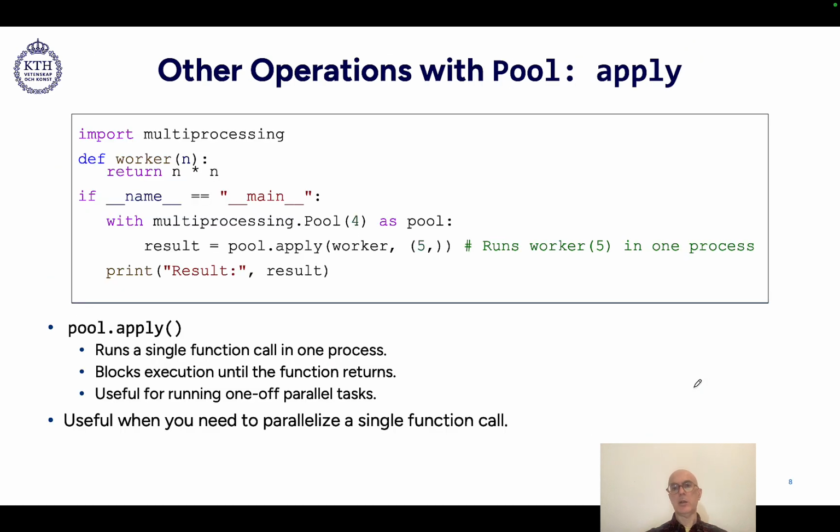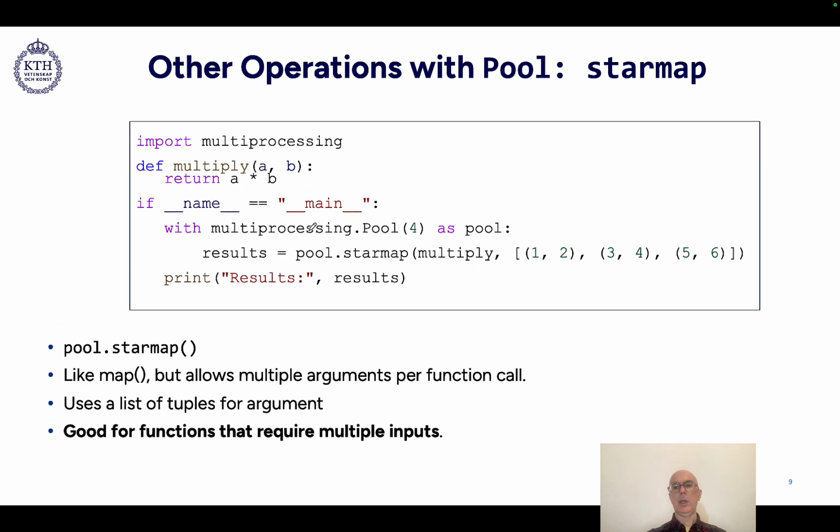There are other operations working on the pool. The first one is apply, which allows us to run a single function in one process, and it blocks execution until the function returns, and is quite useful for running one-off parallel tasks. So if you need to parallelize a single function call, you might want to use the apply function.